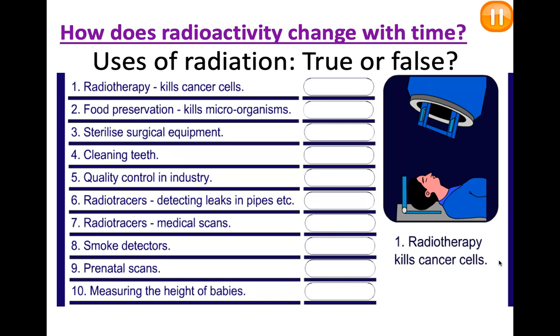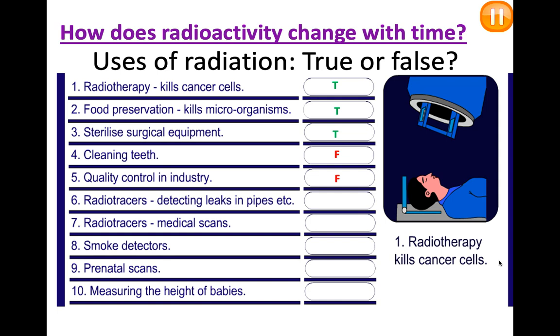Okay, number 1, radiotherapy kills cancer cells. That's true. Food preservation kills microorganisms. That's also true. It can sterilize surgical equipment. It's true. Clean your teeth with it. That's false. Quality control in industry.